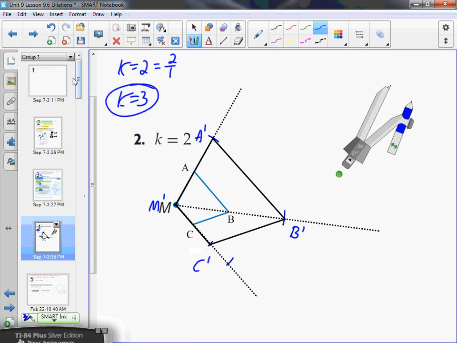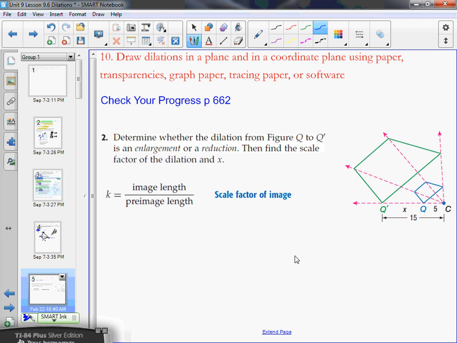All right. Now, most of the dilations we're going to do are going to be in a coordinate plane, and we'll get to those in just a second. All right. On this one, this is from the Check Your Progress, back on page 662. It says, determine whether the dilation from Q to Q prime is an enlargement or a reduction. Well, is Q prime bigger or smaller? It's bigger, so that would be an enlargement.